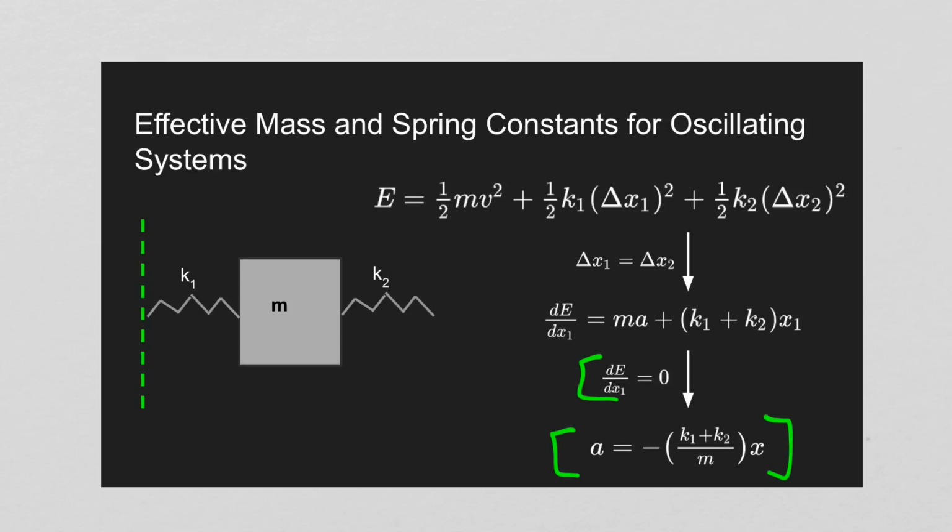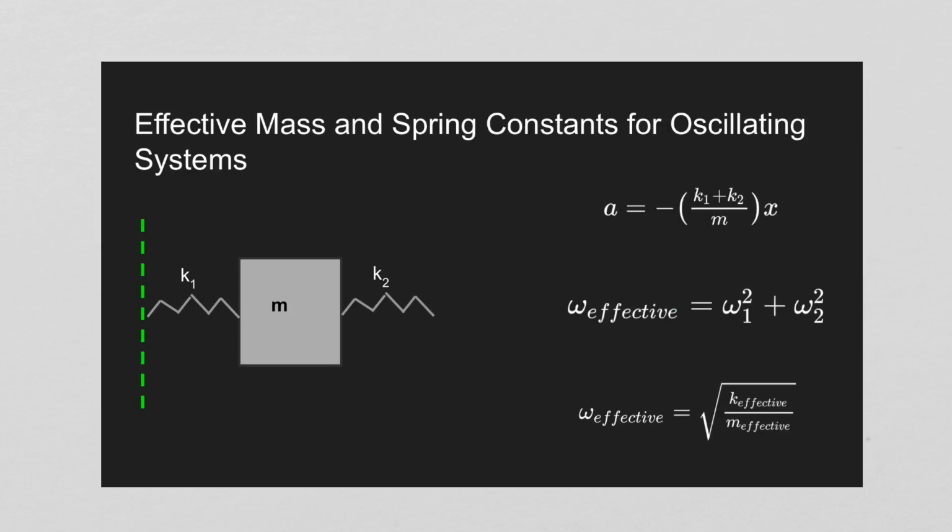Okay, this looks like our simple harmonic oscillator equation, except now omega effective is just omega of spring 1 squared plus omega of spring 2 squared. And this whole top term becomes your effective spring constant. Just like the term in front of kinetic energy became your effective mass, it's very similar. So we can model all these springs as one spring that is the effective spring constant for oscillation of the system.